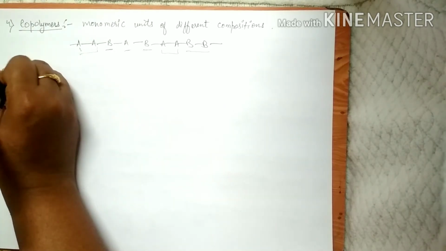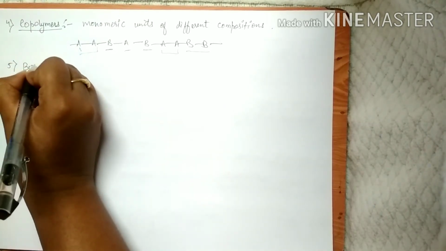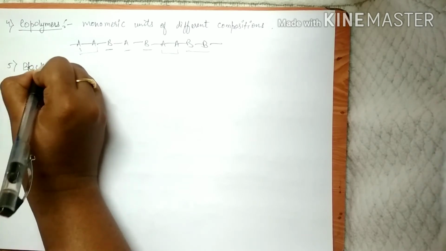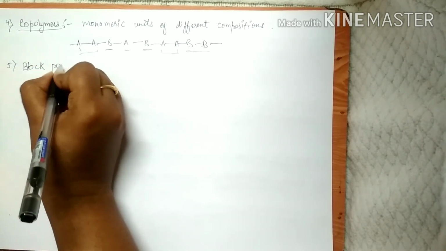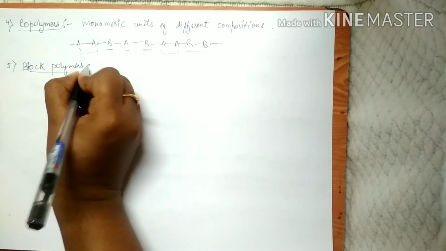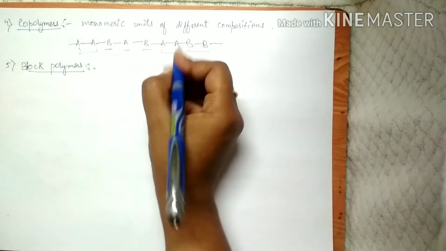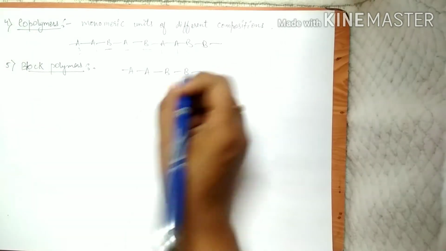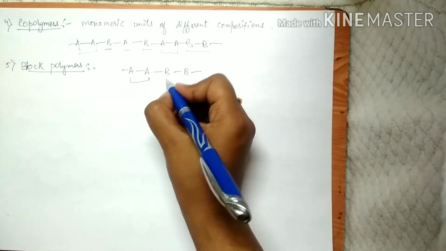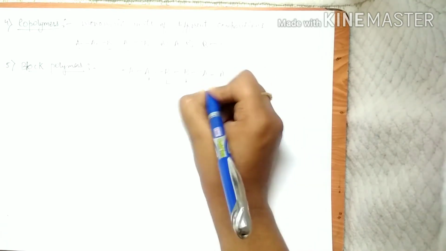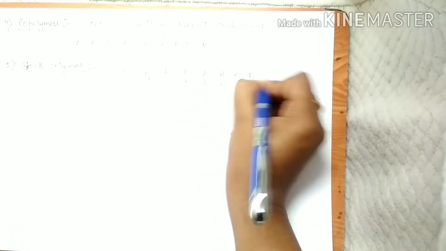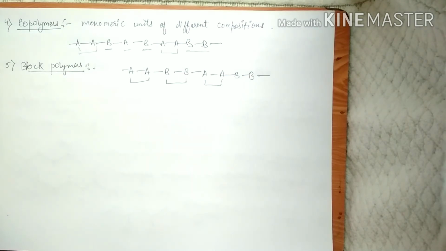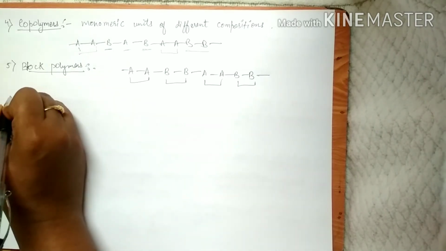Then fifth one are block polymers. These are a type of copolymers, but here the composition will be defined. Like you will be having 2A monomeric units followed by 2B monomeric units, then again 2A monomeric units followed by 2B monomeric unit. That is, composition is in a sequence. Okay, so this is all about your block polymers. Then the last classification is your graft polymers.